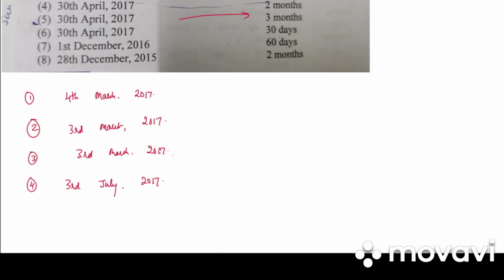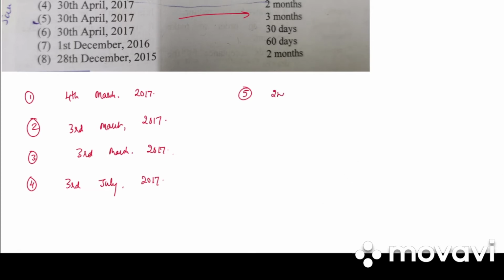Next we have 30th April for 3 months. So 30th April to 31st May to 30th June to 31st July plus 3 days. So it will be 2nd August 2017. Why 2nd August? Because May and July have 31 days. Next we have 6th one, 30th April for 30 days. So it is 2nd June 2017.